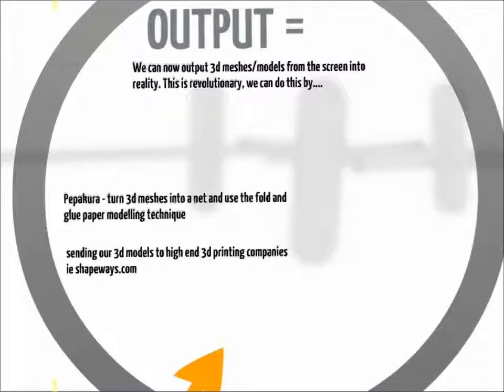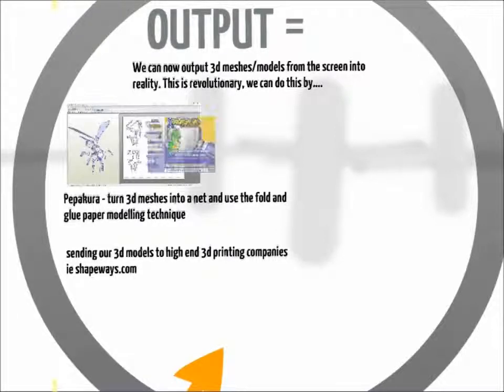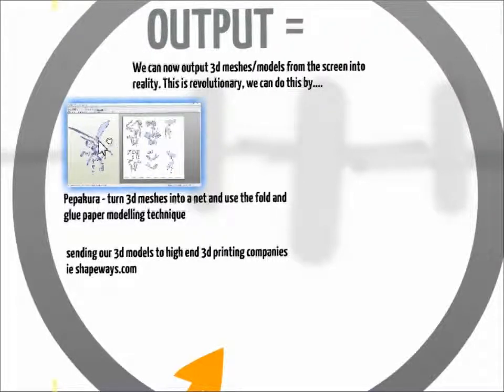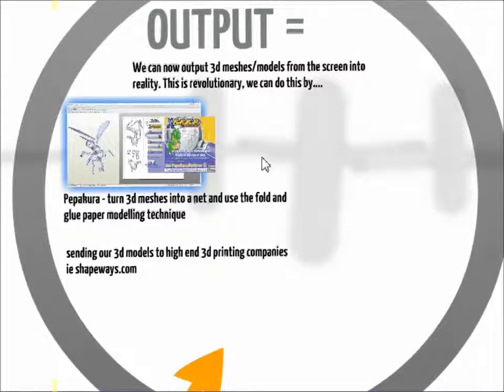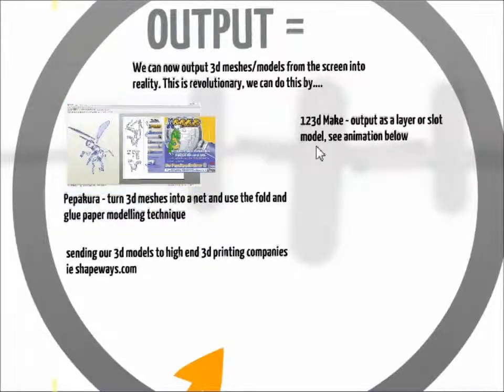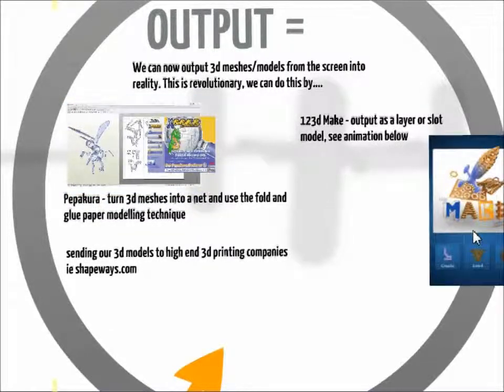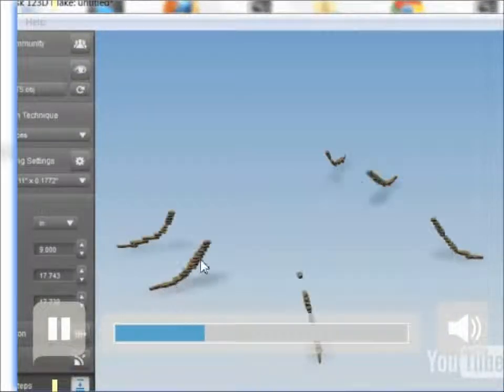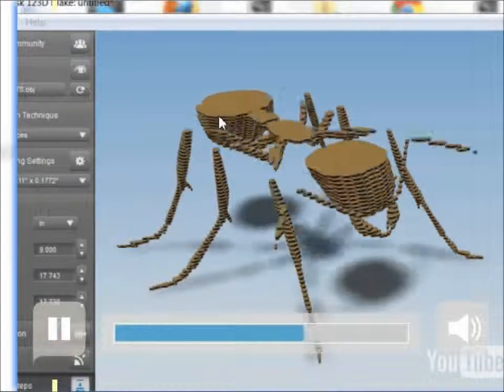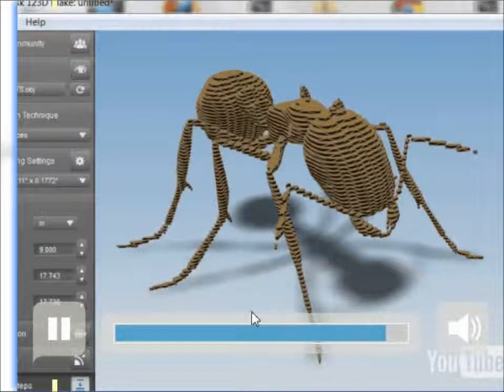Pepakura, a fold-and-glue paper modeling technique. Perhaps as a child you've done this. Here's what I've been doing, and I'm in the process of making this, so you'll see the results of this soon. 123D Make: output as a layer or slot model. Again, you've probably made things like this as children. It prints the contours and you can build the contours up in reality. Good idea.